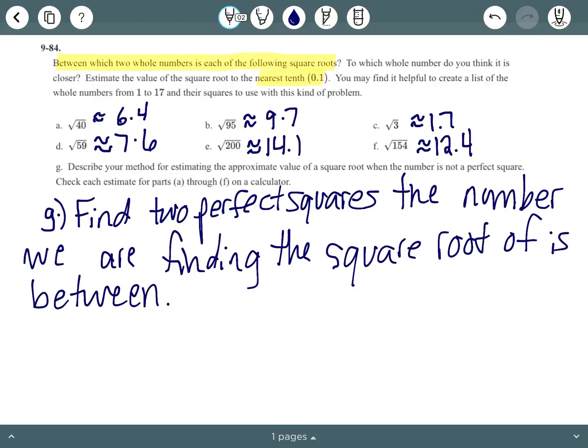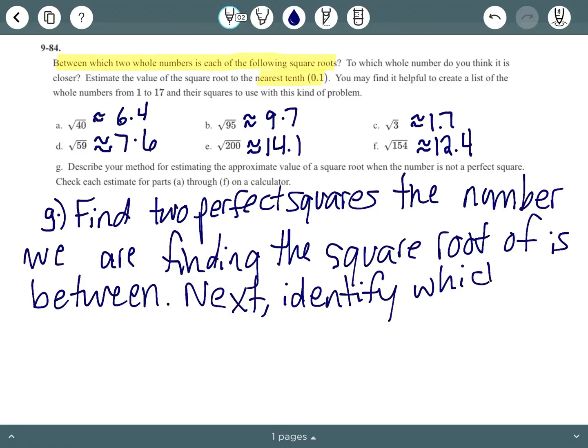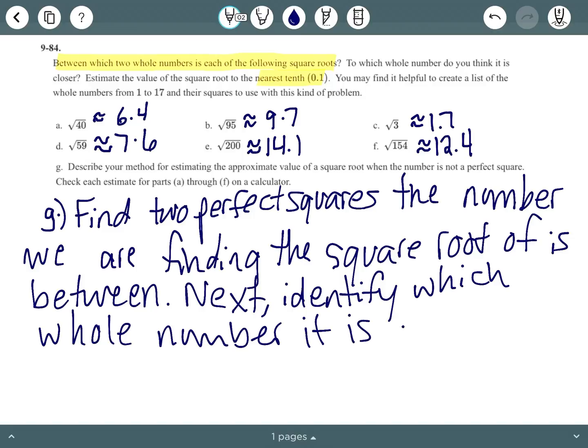The next step is to identify, so we'll say next, identify which whole number it is closest to. And then finally, the square root will be between those two numbers.